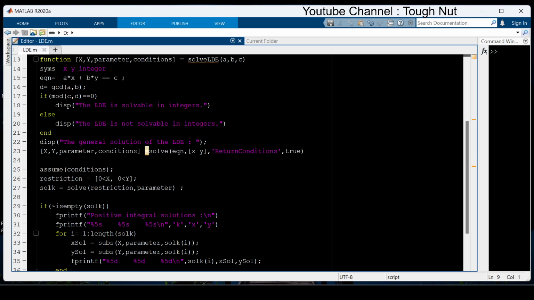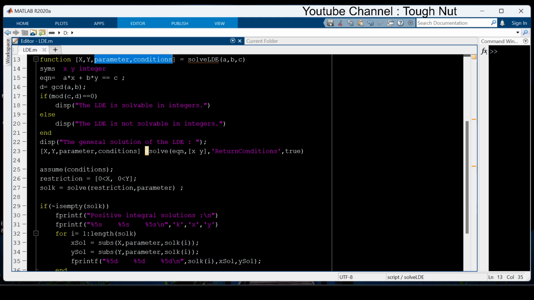We declare a function named solveLDE that accepts 3 inputs and returns 4 outputs. The inputs a, b, and c represent the coefficients of the LDE ax plus by equals c, while the outputs x and y are the general solutions of the equation. The function also returns a parameter and a condition, which we will explain later in the video.